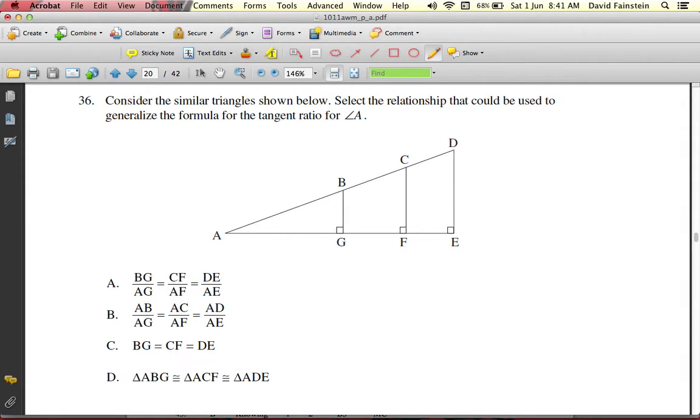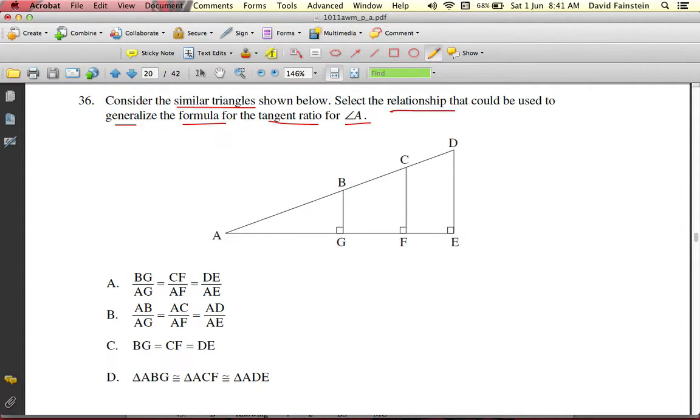Consider the similar triangle shown below. Select the relationship that could be used to generalize the formula for the tangent ratio angle of A. Tangent ratio. Generalize the formula. Select the relationship. What are they talking about? Okay, well, let's do that thing where I underline all the keywords, which I just started. Okay, consider similar triangles. So these are similar triangles below. That's nice, and we know that because they share this line.